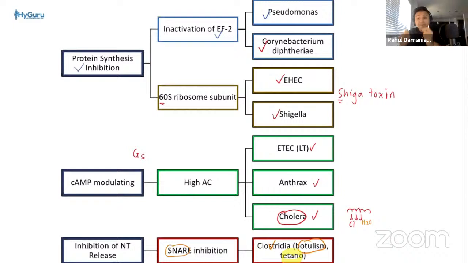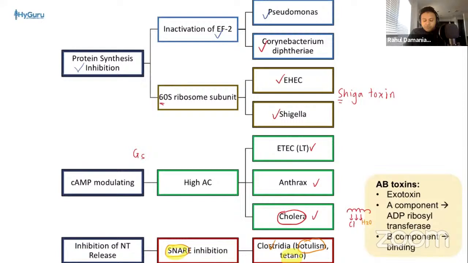And so that causes what? That causes a disinhibition. And downstream, you get the trismus, you get the tetany, you get the hypertonia. So both botulism and tetanus are going to be related to SNARE. However, one is going to be related to an actual neuromuscular synapse, whereas the other one is going to be related to neurons that are normally inhibitory.